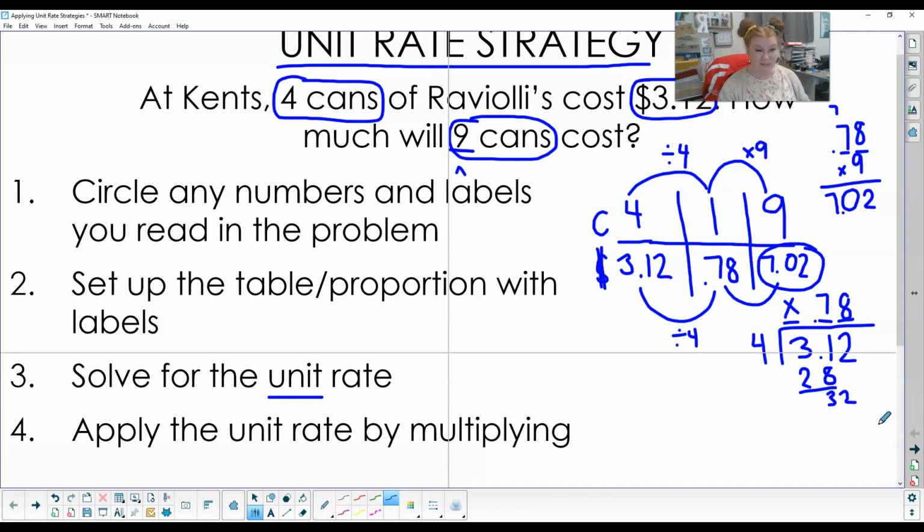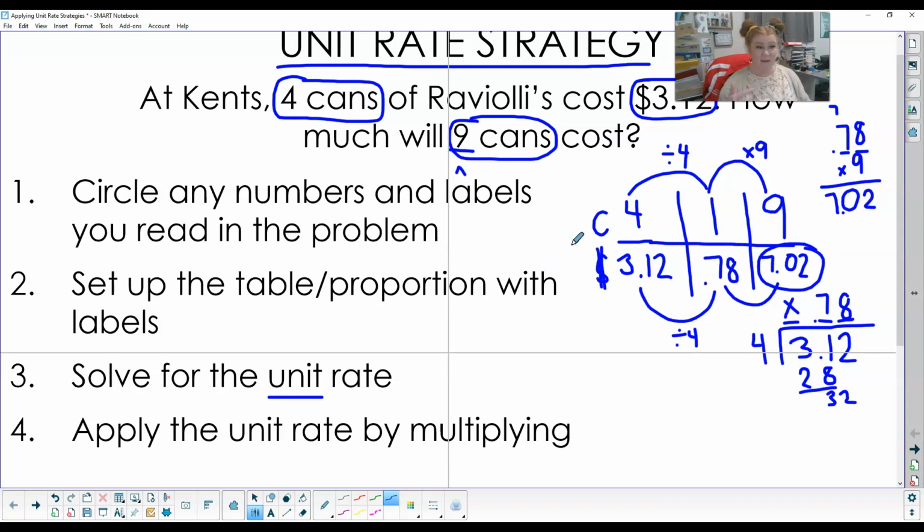So, I skipped step 4. Step 4 is we're applying that unit rate. So we did it. I just didn't show you what it was. Sorry. So circle any numbers and labels, set up the table with our labels. So I know every time I'm talking about cans, it should go here. Every time I'm talking about money, it goes here.